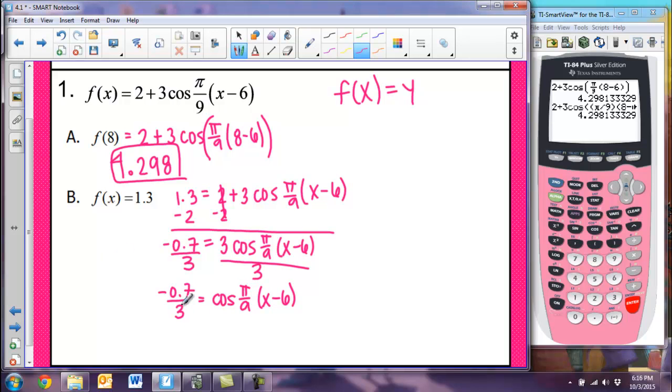Okay, I am going to leave this alone. I know I could get this as a decimal, but because we're going to be using our calculator, we want to make it as exact as possible up until that last minute. So leave that as a fraction.